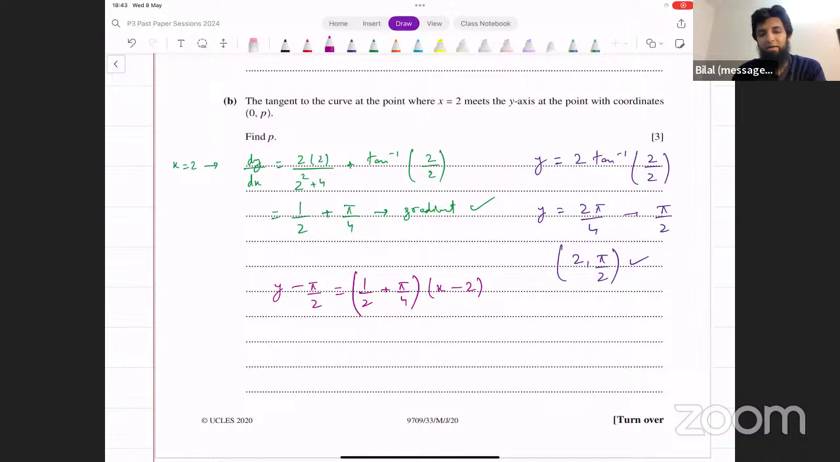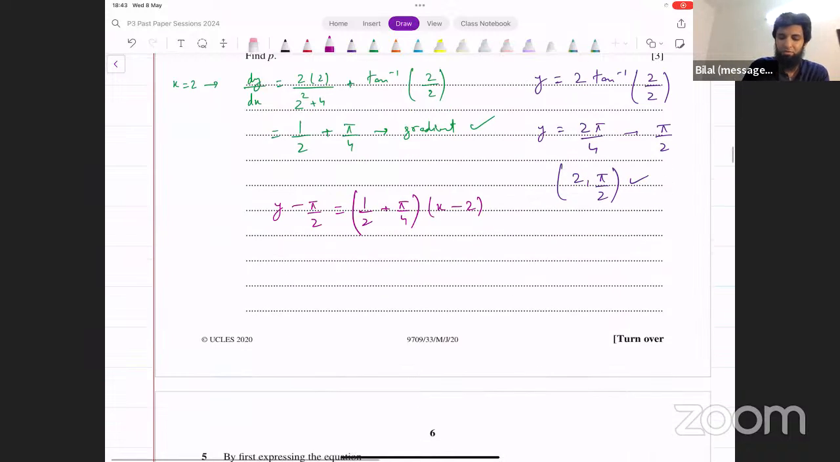How do you find the y-intercept of a line? For finding the y-intercept of a line, what you have to do is you have to put x equal to 0. So that's what we do here. We put x equal to 0. Let's see what we get from that. When we put x equal to 0, that gives us y minus pi over 2 equals 1 over 2 plus pi over 4 whole multiplied by minus 2.